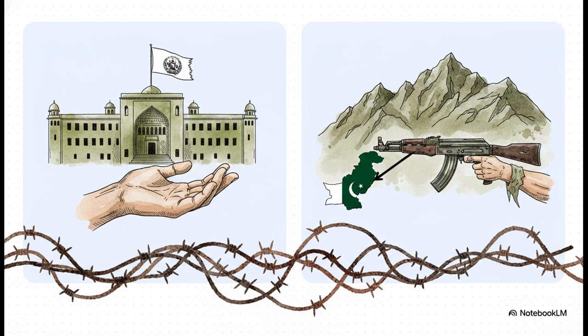But on the other side, you have the Pakistani Taliban, or TTP, and their whole goal is to overthrow the Pakistani government. And here's the kicker. The TTP launches its attacks on Pakistan from safe havens inside Afghanistan. So, Pakistan's own past policies have basically created this huge security nightmare right on its doorstep.